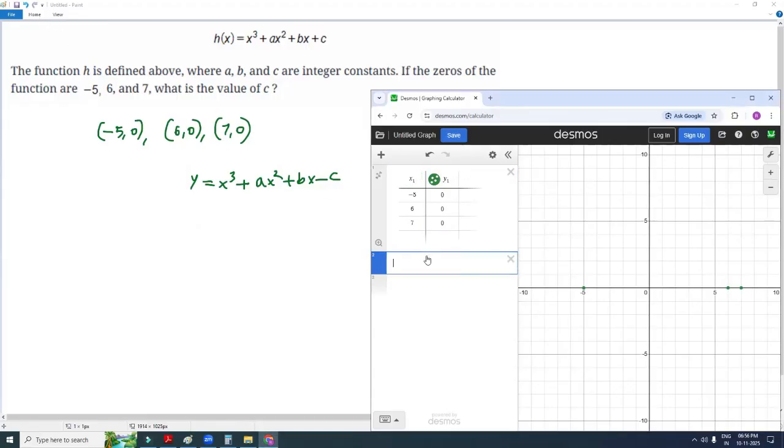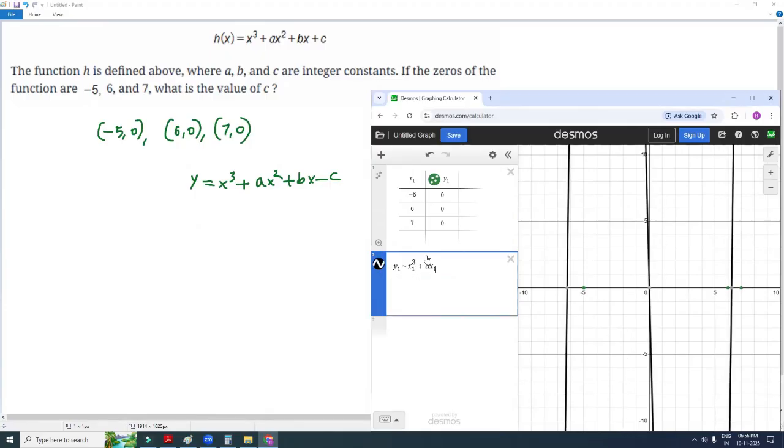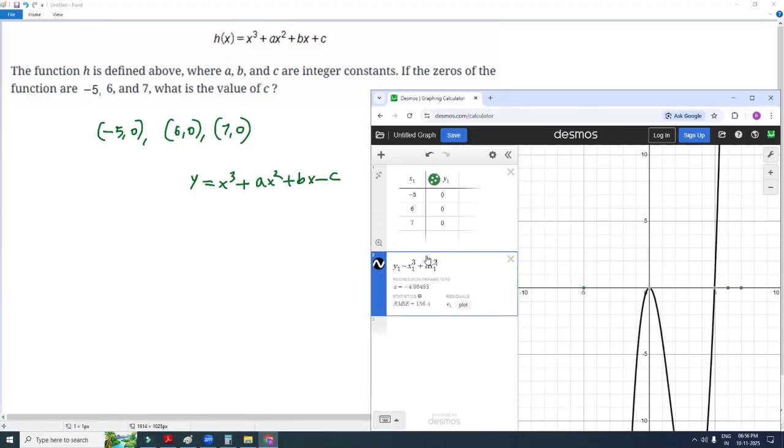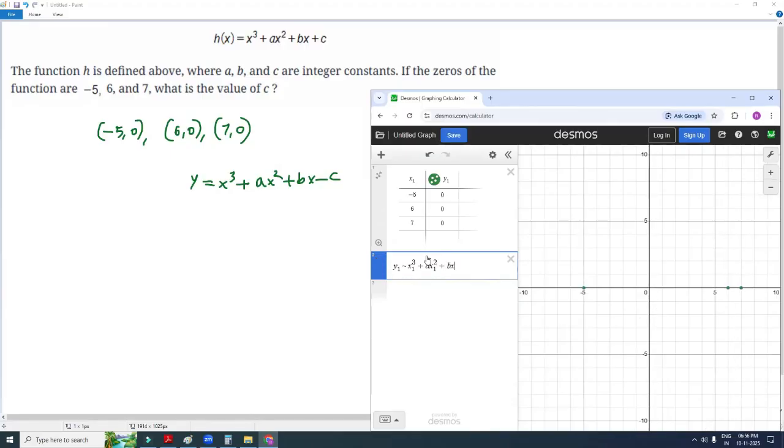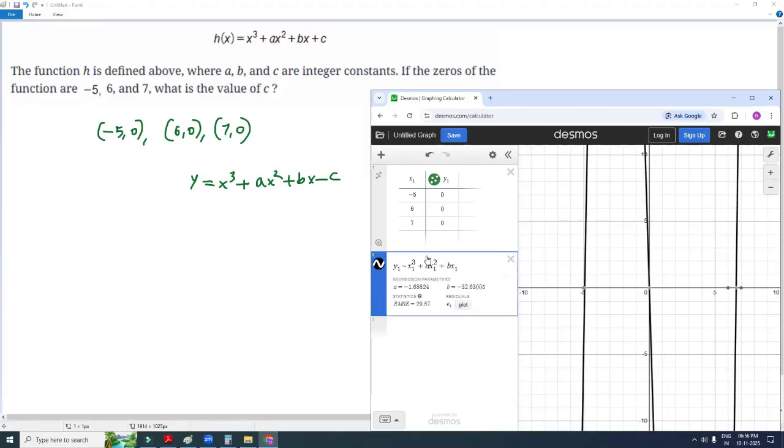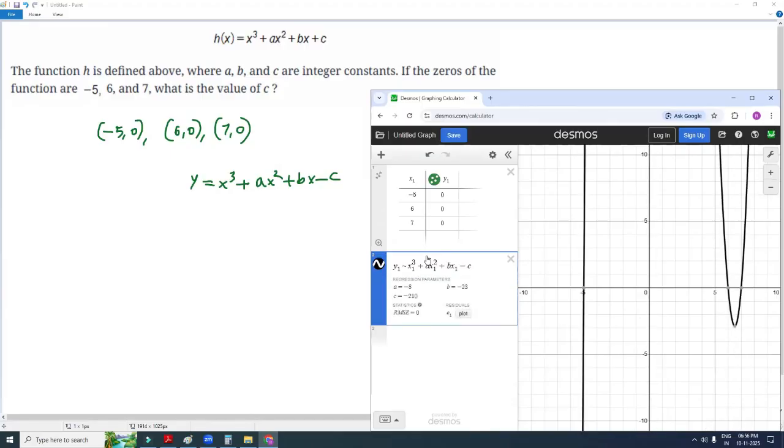Okay, now let me take this equation as input in Desmos. That is y1, then we have to take the tilde sign. Then x1 cubed, x1 has to be raised to the power of 3. Then plus a times x1 squared plus b times x1 plus c. Here I got the values of a, b, and c.